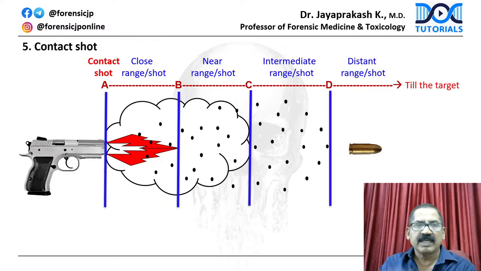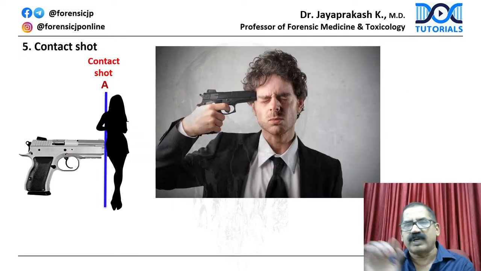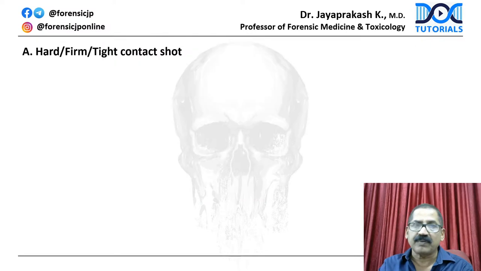Now, lastly, contact shot. In contact shot, I told I classify under three headings. Person is in contact with the muzzle end of the barrel. All the products will be entering into the wound track. Okay, this is contact shot. All will enter into the wound.